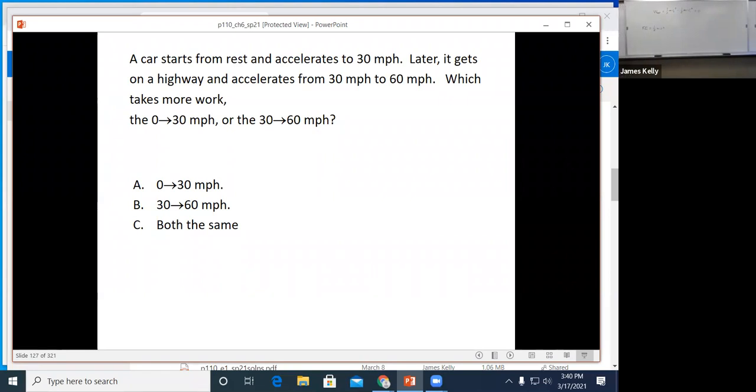Here's a car starting from rest and accelerating to 30 miles per hour. Don't ask me why I chose non-SI units here, but whatever. And then later on, it gets on a highway and accelerates from 30 to 60 miles per hour. Which takes more work, the 0 to 30 or the 30 to 60, or are they the same?